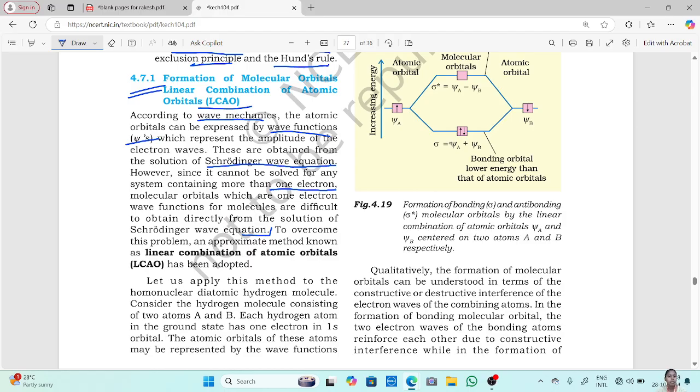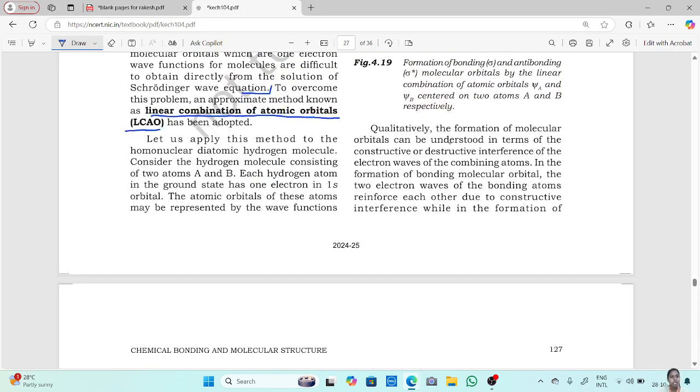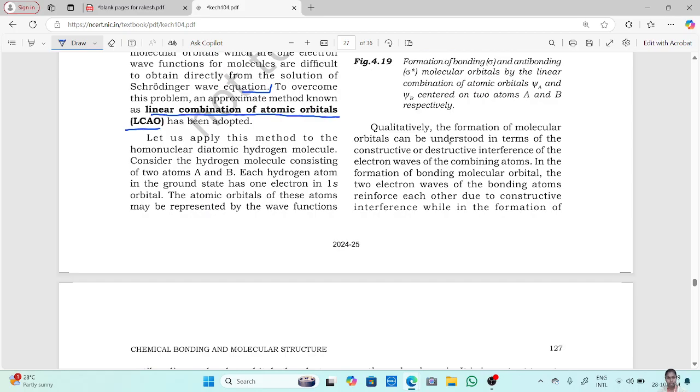Now to overcome this problem, an approximate method known as linear combination of atomic orbitals, or LCAO, has been adopted. Because Schrödinger wave equation cannot solve the problem, to solve that issue, they have put forth this concept of linear combination of atomic orbitals, or LCAO. Now what is this LCAO?